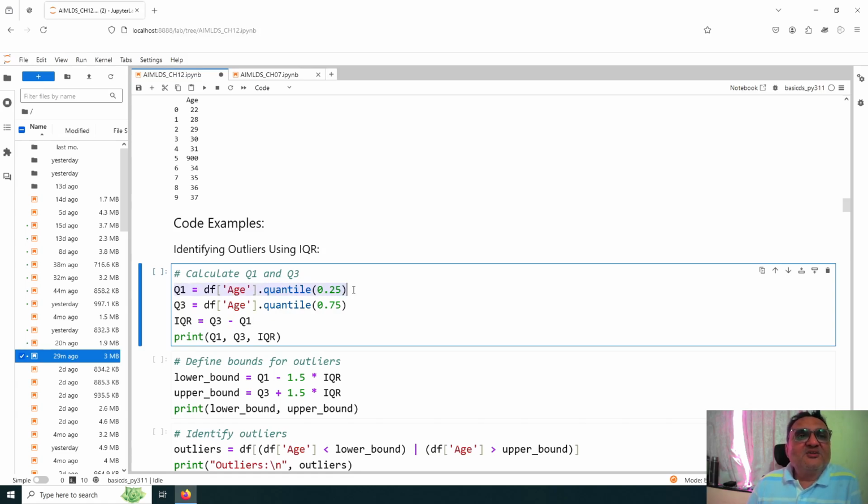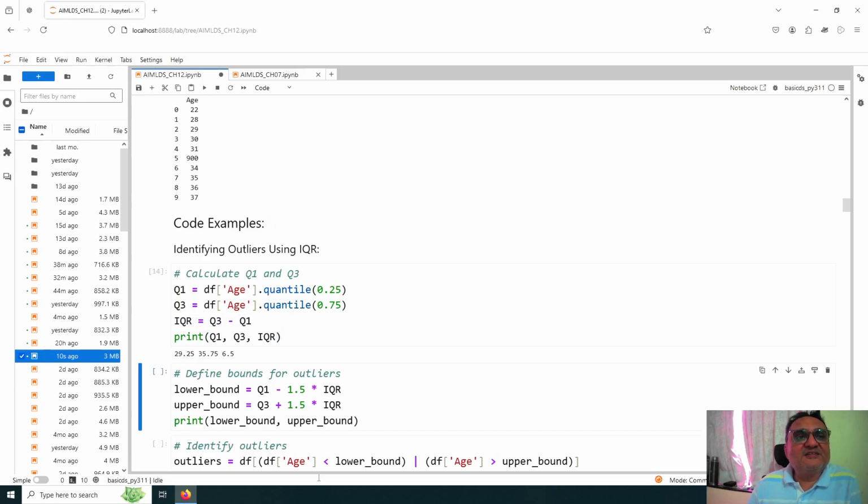So first Q1. Q1 is found by the name of the column dot quantile, and in that quantile you write the first quantile. Okay, quantile is the function which gives the quartile of the data set. First quartile means 25% of the points should be below it, so 0.25. Okay, and similarly again take that same data set and take the third quartile. You want to find the third quartile point, that is the point below which 75% of the data points lie, so quantile 0.75. Then find the difference between them, bigger minus smaller, and that is the interquartile range.